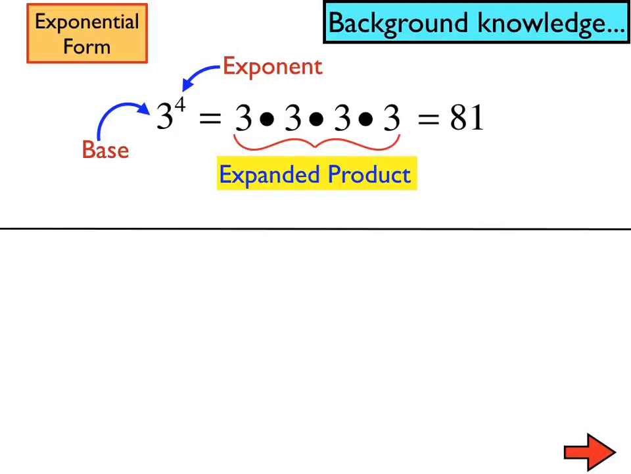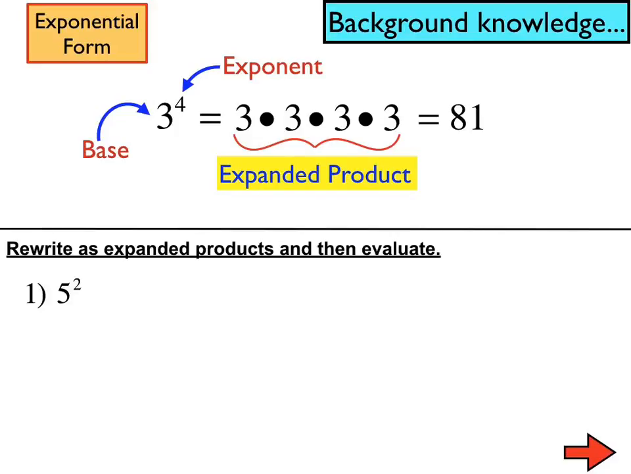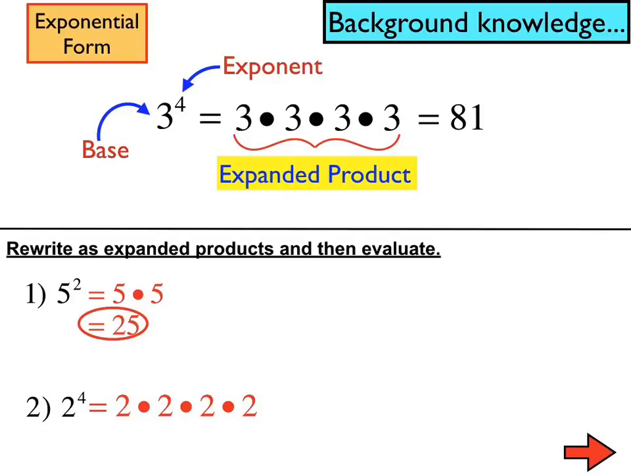Okay? On your notes is this practice again. Go ahead and do it with me. Write it as expanded product. 5 squared would be what? 5 times 5. And then evaluate, which is 25. 2 to the 4th power, expanded product would be 2 times 2 times 2 times 2, which is positive 16.